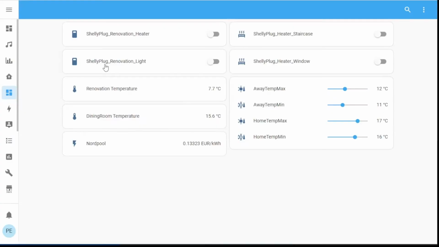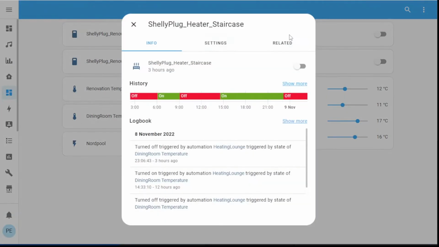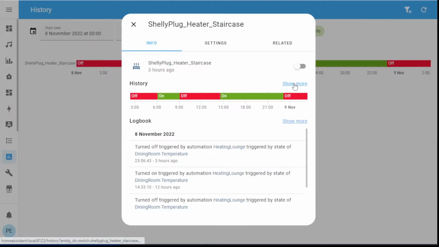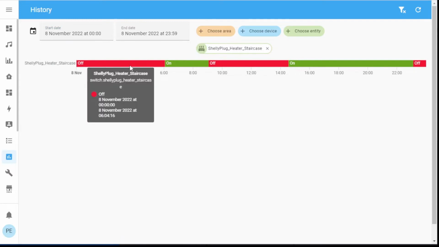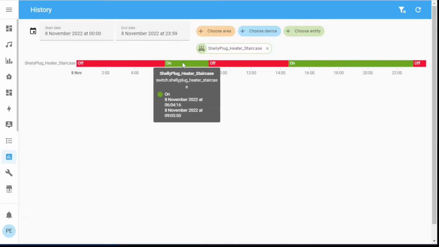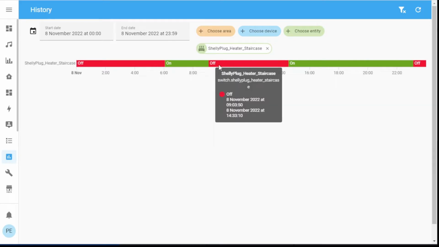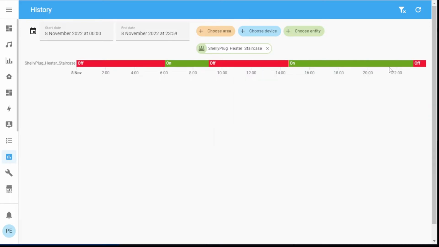Let's jump in there and have a look. If I go and look at one of those heaters, we can see some data here, the on-off switching of it. If we look at, for example, yesterday, you can see that from midnight to 6, the heaters were just off the whole night. Then from 6 through to 9, they were just on. And then it just turned off and on and off.